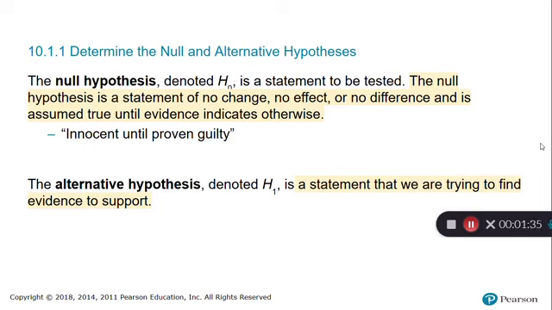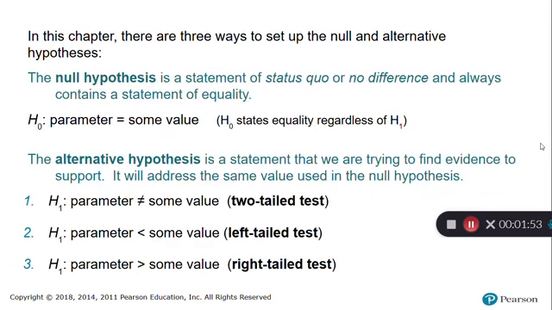The alternative hypothesis, denoted H sub 1, is a statement that we are trying to find evidence to support. So typically with the alternative hypothesis, we're testing whether something is greater than, less than, or not equal to the proportion or the mean that we just decided in the null hypothesis.